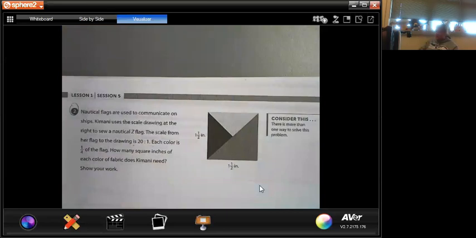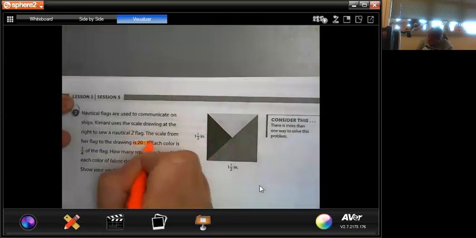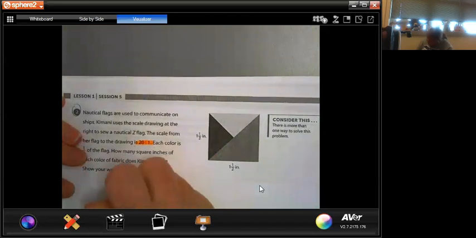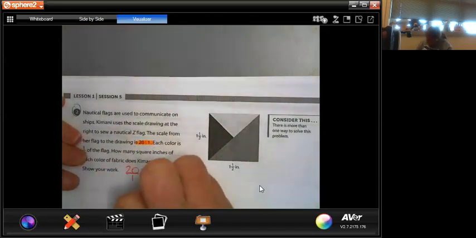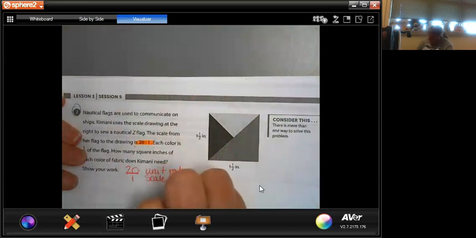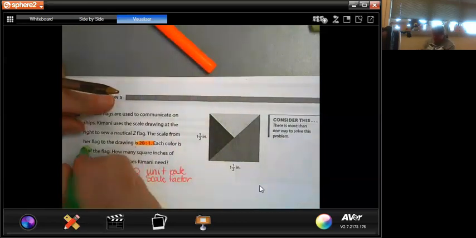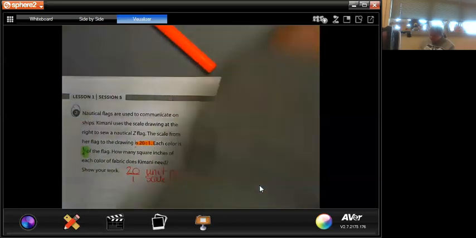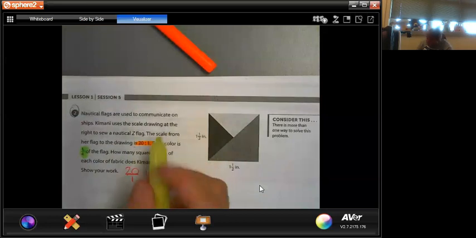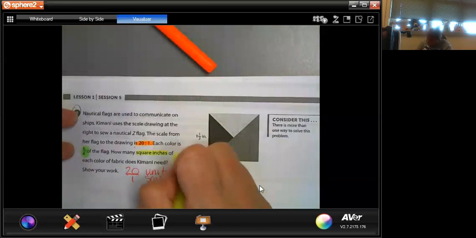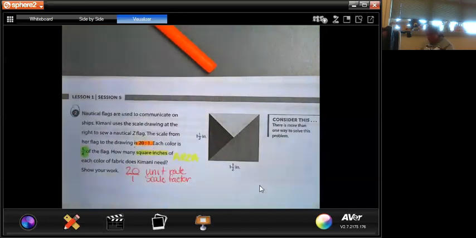Show your work. So let's go through this again. First of all, here's what we know. We know that right there is our scale. It's 20:1. So this is our unit rate, AKA scale factor. The next thing that we know is that each color is 1/4 of the flag. We need to find out how many square inches, so we're looking for the area.